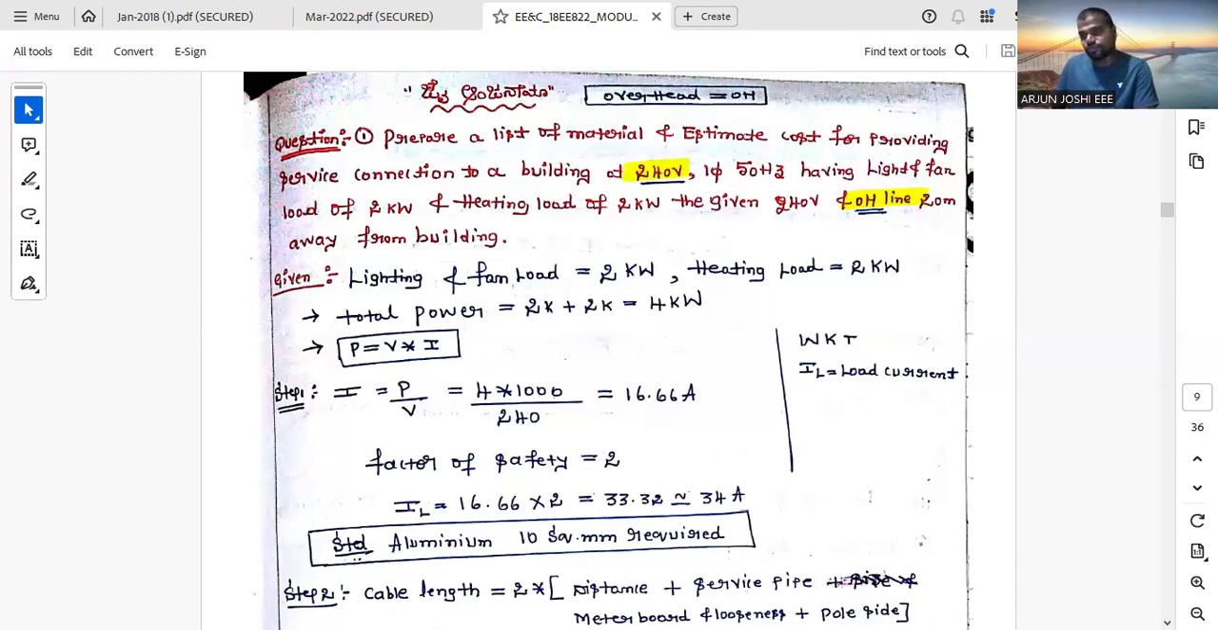For house wiring we need to consider aluminum conductor. Here we need to check what the current rating is. Our load current is approximately equal to 34. We need to straight away check the diameter of the conductor, that is 10 square mm.